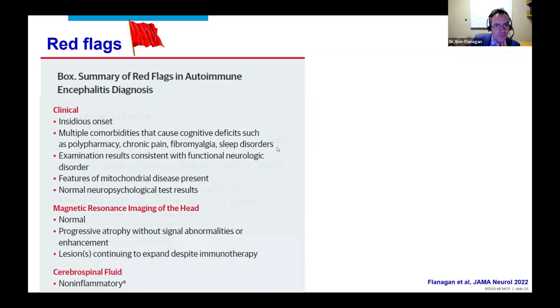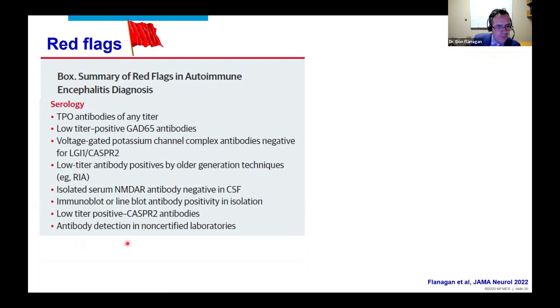What about the antibodies? Well, we just talked about this, that many of these antibodies are a little bit more problematic. And here are some other examples. If they're positive on an immunoblot, which is a special type of technique, only, but not positive on tissue immunofluorescence, that's a problem. And there are some antibodies like the Caspar-2 antibodies where low positive results can be a little bit problematic. Or sometimes there are laboratories out there that are not certified, and they can give a lot of positive results that don't mean too much.